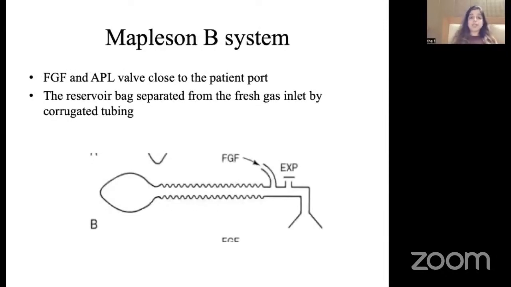Coming to Mapleson B. Now here the fresh gas flow as well as the APL valve are close to the patient port. The reservoir bag is separated from the fresh gas inlet by a corrugated tubing.